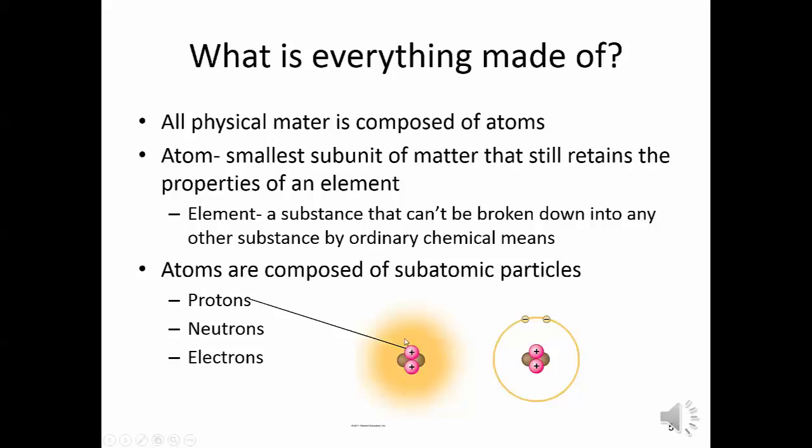So protons are positively charged, neutrons have no charge, and electrons are negatively charged and occur in an orbital around the nucleus. And in reality, they're not in an orbit like a planet. They could be anywhere inside of this cloud, like we see in this image here.